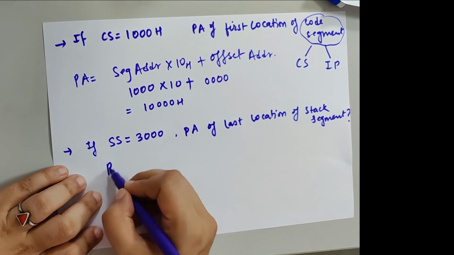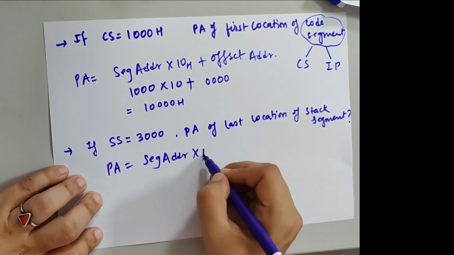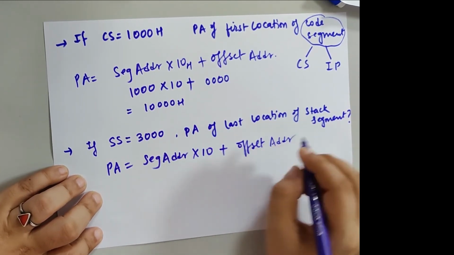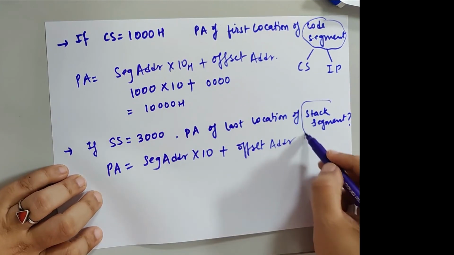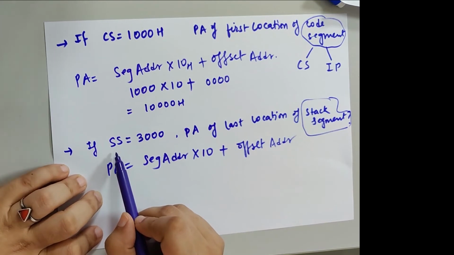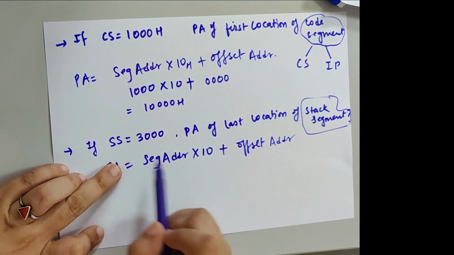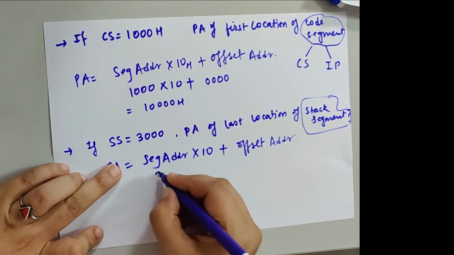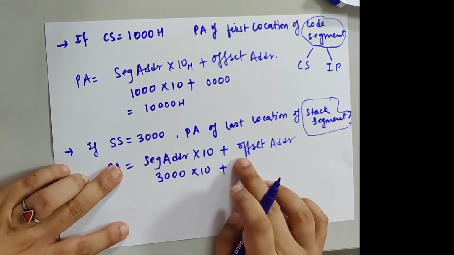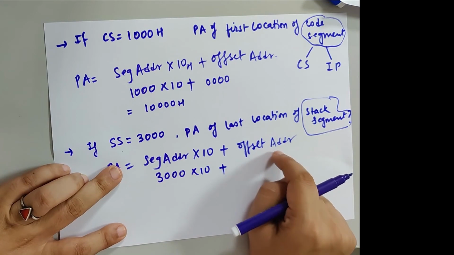Now again, what is the formula that I'm going to use? Physical address equals segment address into 10 plus offset address, right? So now I'm talking about the stack segment. What is the segment register for the stack segment? SS, right? So this segment register will have the segment address. So it is having value 3000 into 10H plus offset address. Offset address will be in the stack pointer or base pointer.